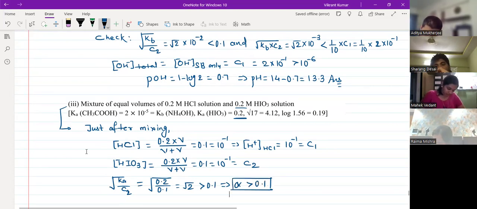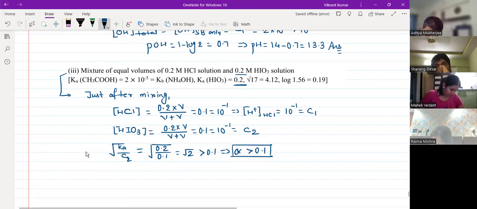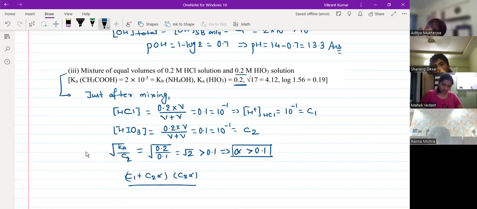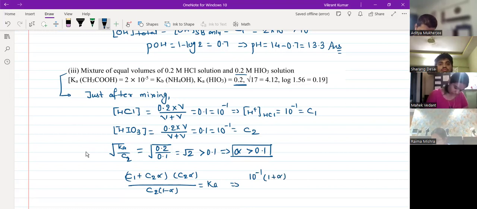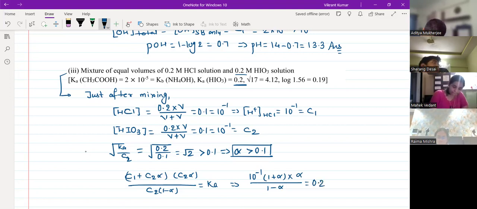And for that we cannot write 1 minus alpha equal to 1, है ना. So that's why we need to solve the quadratic, which was (C1 plus C2 alpha) into C2 alpha upon C2 into 1 minus alpha is equal to K of the acid, weak acid, है ना. ये था. Now if you check these numbers, तो C1 C2 सब 10 raised to minus 1 है, तो देखो एक 10 raised to minus 1 एक तो कॉमन आ गया. We are getting 1 plus alpha, and यहाँ पे एक अल्फा बचेगा क्योंकि C2 कैंसिल आउट हो जाएगा, divided by 1 minus alpha is coming, K का वैल्यू is 0.2 आ रहा है.